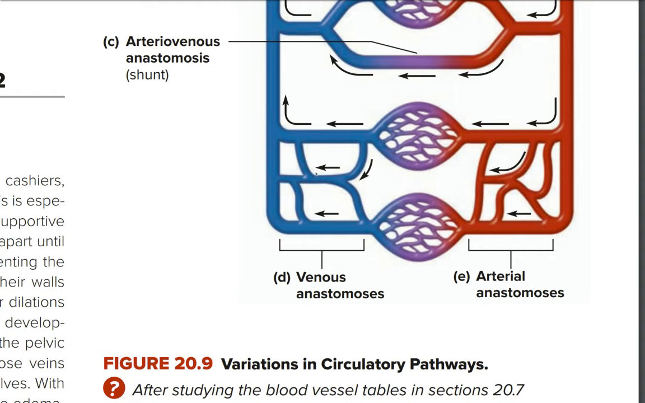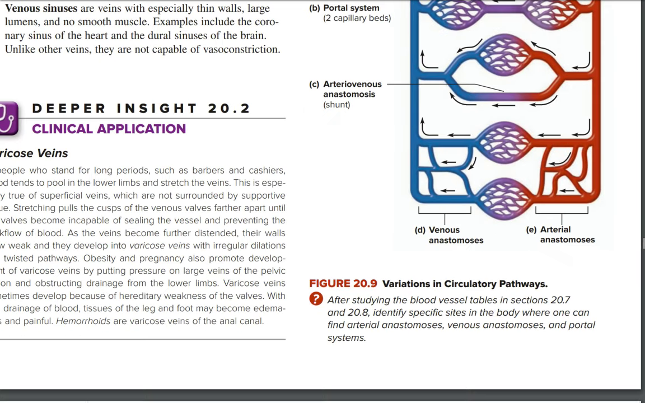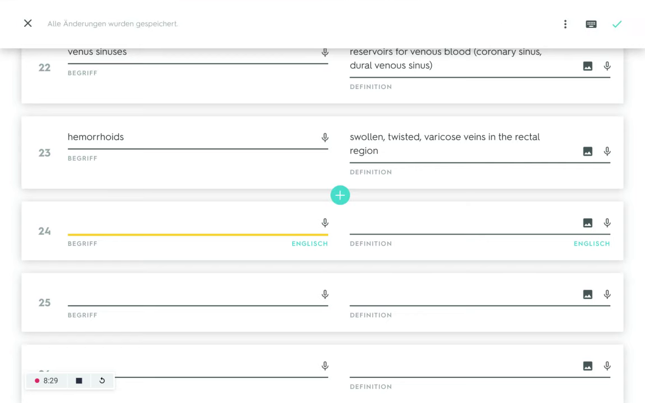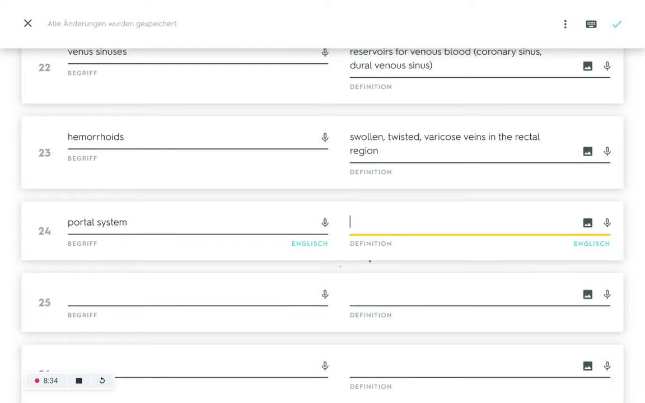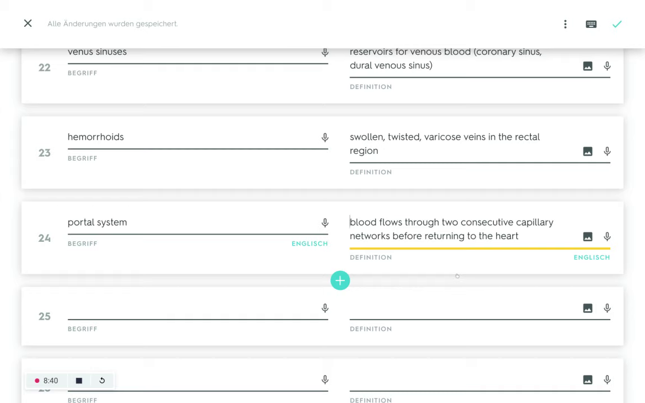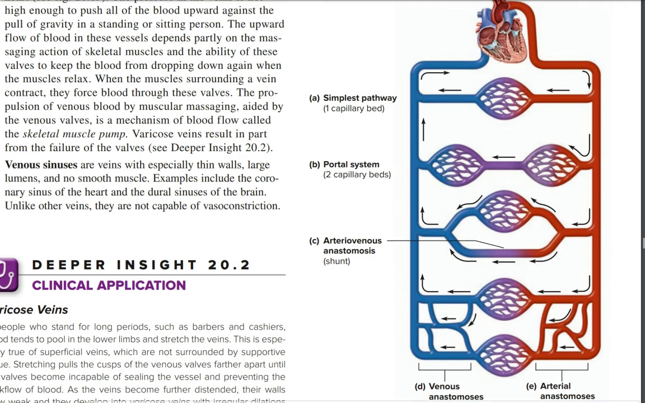Same thing happens right here with the vein, with the venous anastomosis. There are different routes that the blood can take to reach your destination. On the slides, we were looking at portal systems, anastomosis, arteriovenous anastomosis are shunts. So I'm going to go ahead and make some slides about that. So I'm going to put here portal system. Blood flows through two consecutive capillary networks before it returns to the heart. And that's what we saw right here, your portal system.